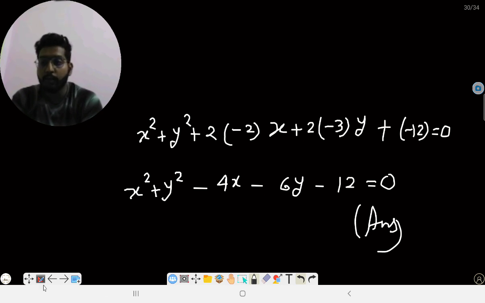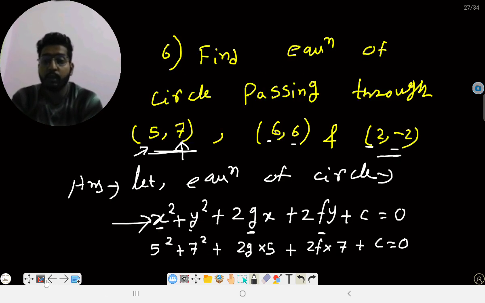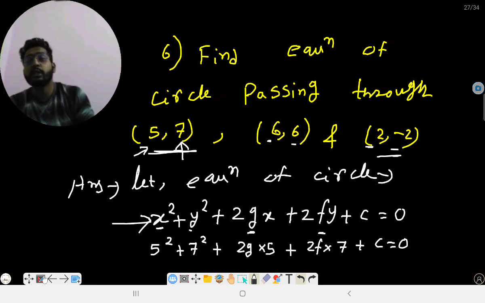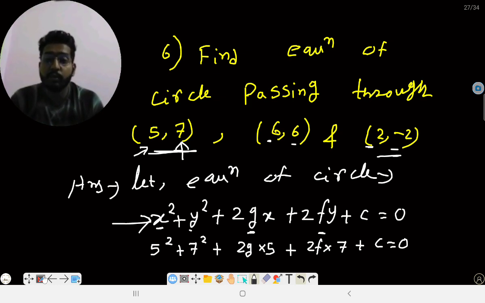Like this we have to solve. Whenever it is given that the circle is passing through 3 points, how to find the equation of the circle? First you have to let the equation of the circle be x square plus y square plus 2gx plus 2fy plus c equals 0, the second form of the circle. Now put the values here. You will get three equations, and solving the three equations you will get g, f and c, and that will form the equation of the circle. So this is the way to solve this type of question. This type of question is very important.